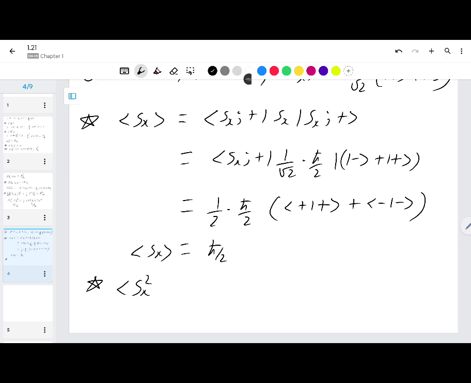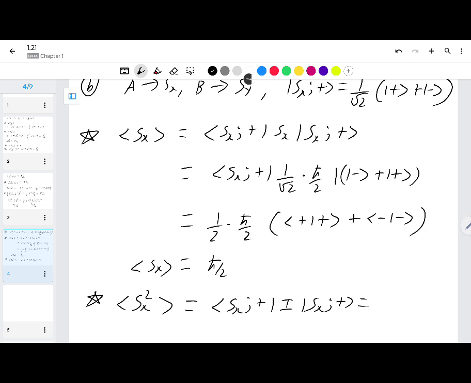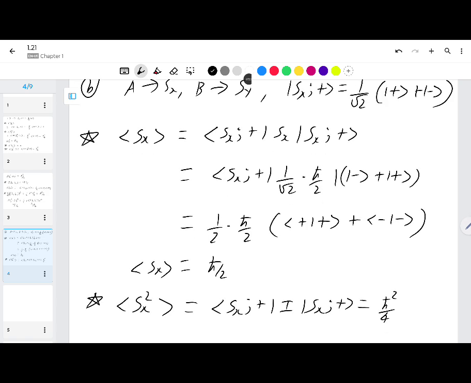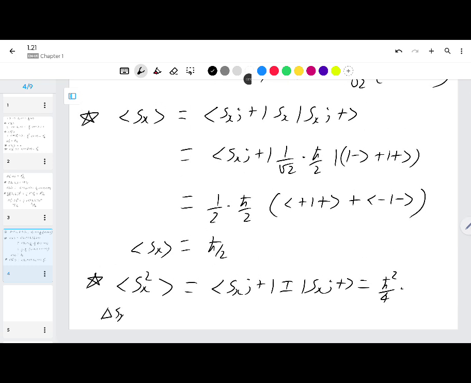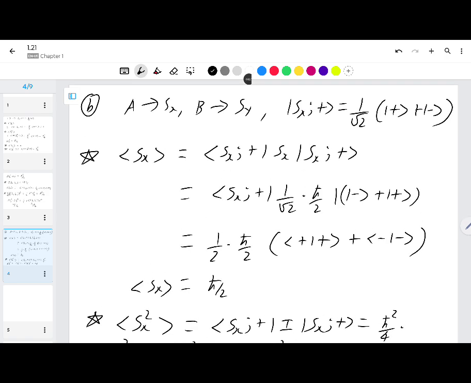And similarly, we take Sx square. Sx square will be equivalent to doing nothing actually. So since it's an identity operation, that will also give us h bar square upon 4. So when you calculate delta Sx square, it will be zero, which we expect, there is no variance because the states are spin x eigenstates.